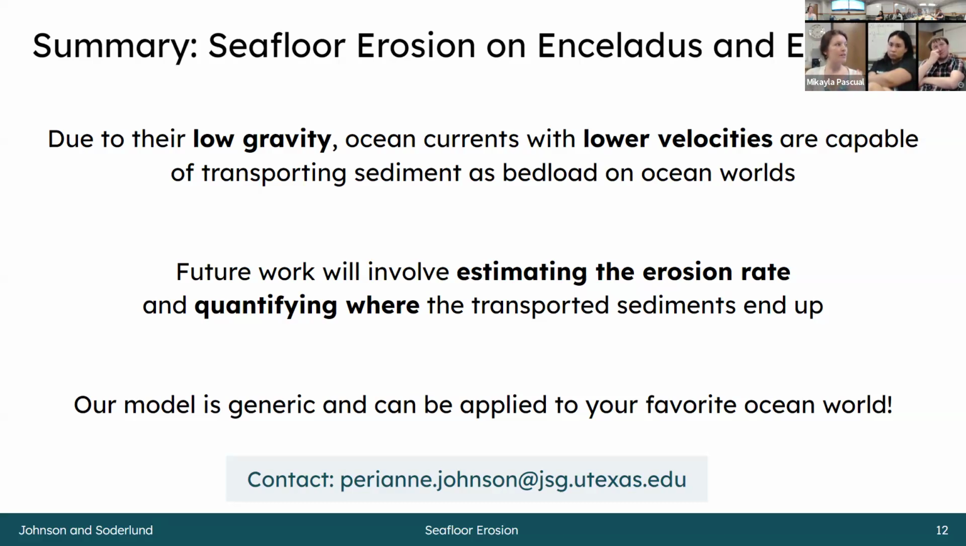And I will just finally end by saying that our model is generic and can be applied to your favorite ocean world. So if you're interested in one besides Enceladus and Europa, that's doable. We can work more on that. So that's all I have.